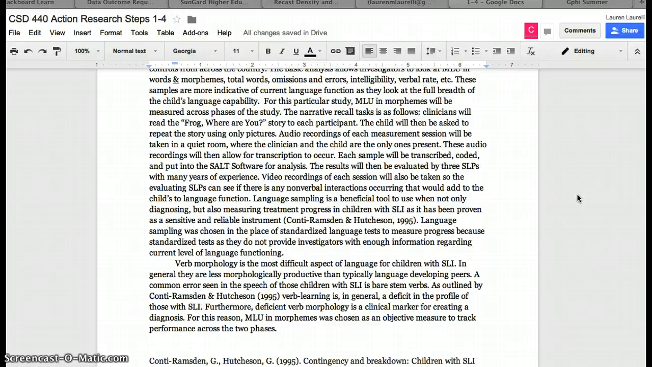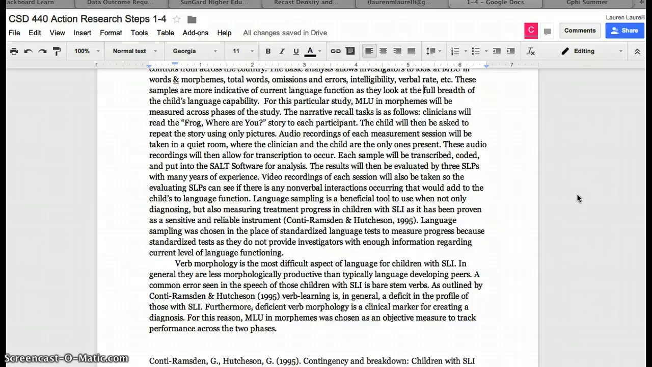Video recordings of each session will also be taken so the evaluating SLPs can see if there is any nonverbal interactions occurring that would add to the child's language function. Language sampling is a beneficial tool to use when not only diagnosing but also measuring treatment progress in children with SLI, as it has been proven as a sensitive and reliable instrument.